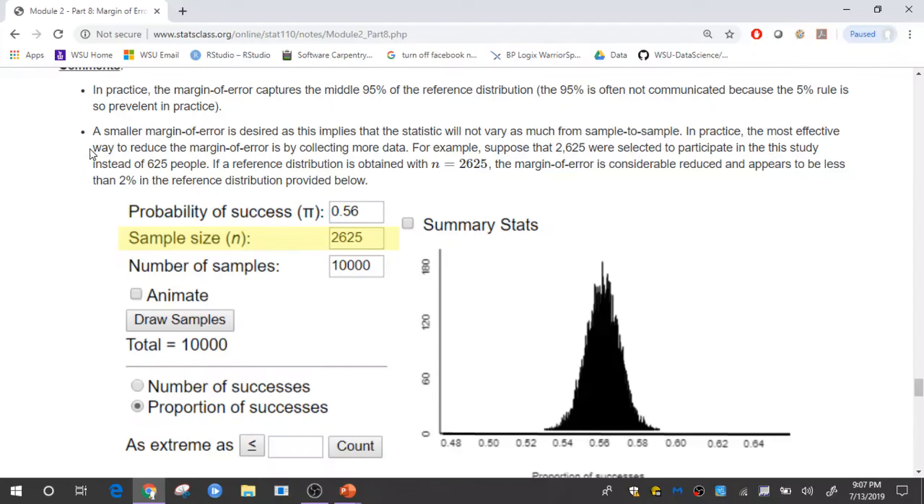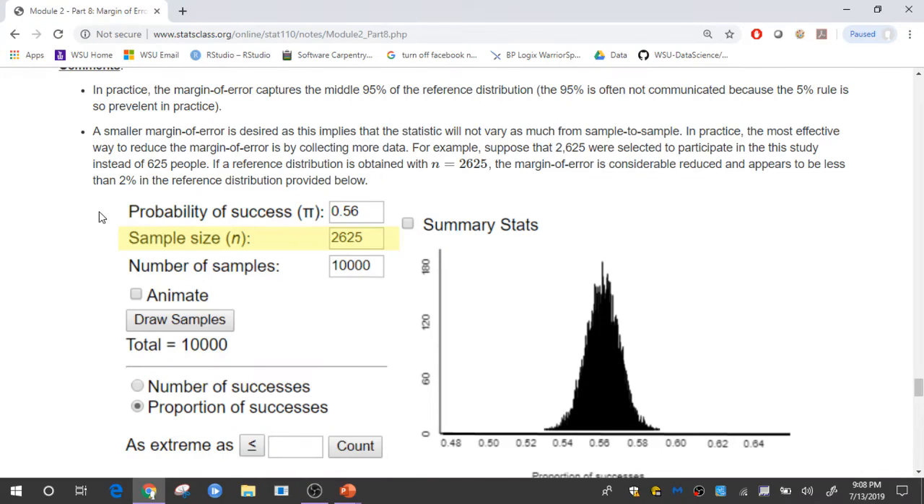Also, a smaller margin of error is desired, as this implies that the statistic will not vary as much from sample to sample. So how can I make my margin of error smaller? Well, the most efficient way to make the margin of error smaller is to simply obtain lots and lots more people. If I obtain a lot more people into my study or into my survey, then I'm going to be more sure about that proportion, that support for stricter gun laws. So if I have more people in my study, I'm going to be more sure about this 56% value. Therefore, the margin of error from a study that has lots and lots of people is going to be less.